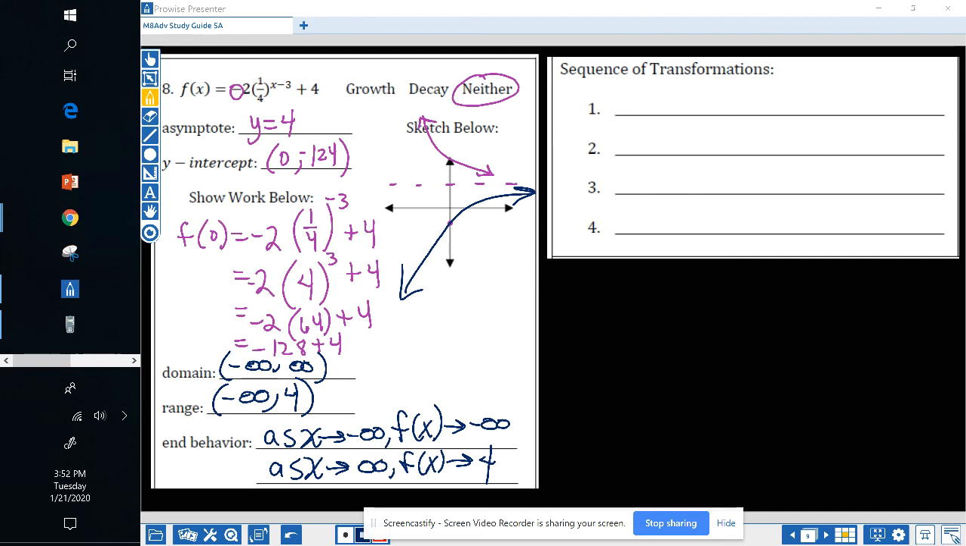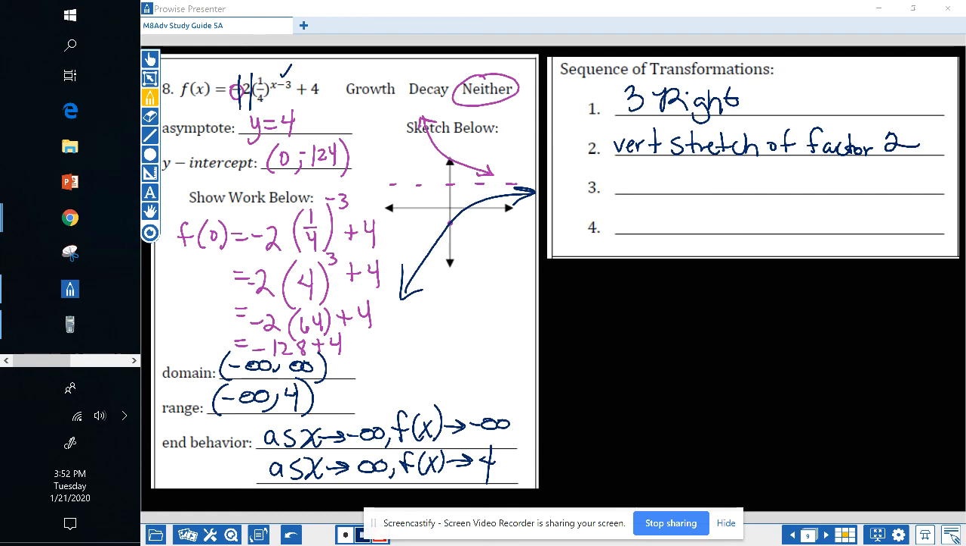So number 1 on our transformation, that's this part. So it's going to be 3 units to the right. Then I'm going to look at the absolute value of my a, which is 2. So that is a vertical stretch. It's being stretched away from, or pulled from, the y equals 0 by a factor of 2.